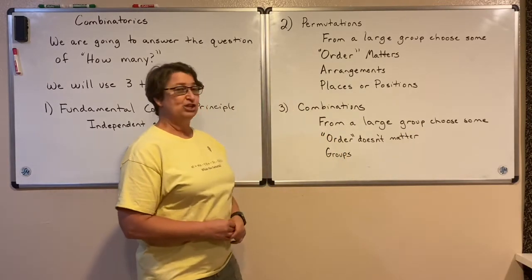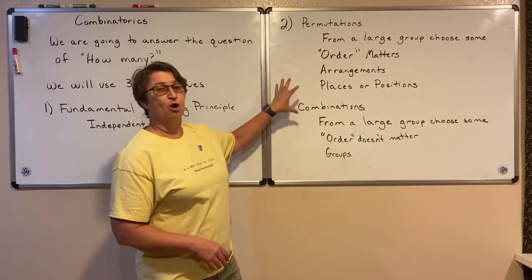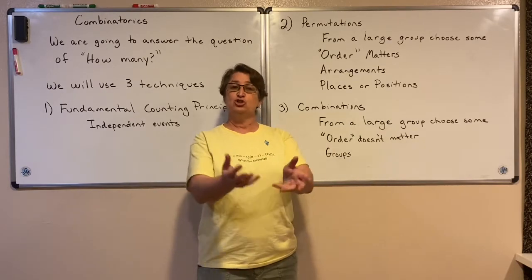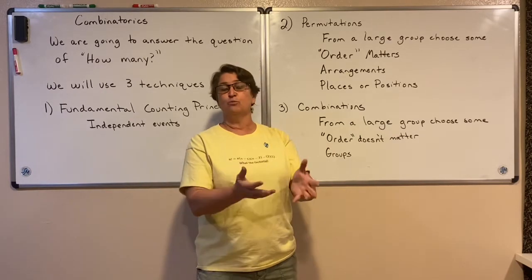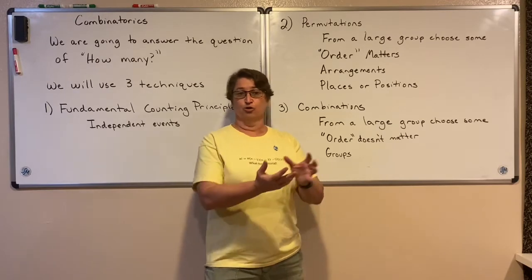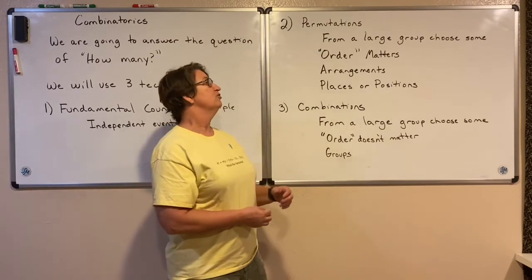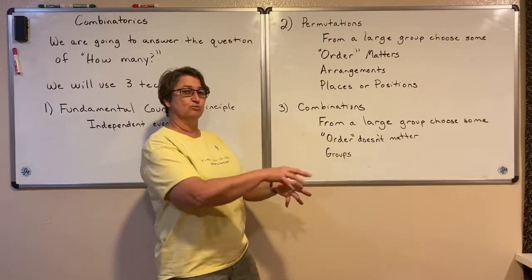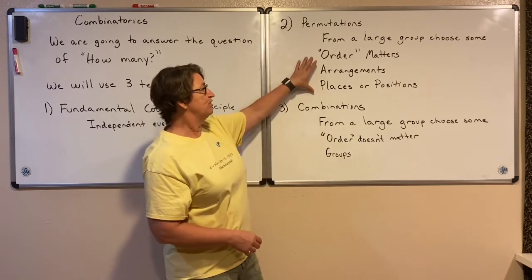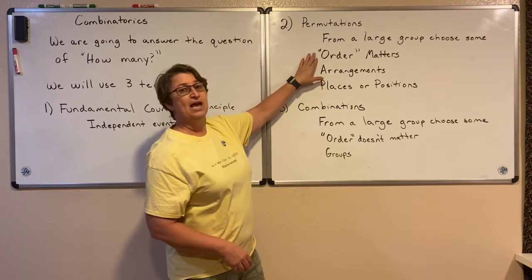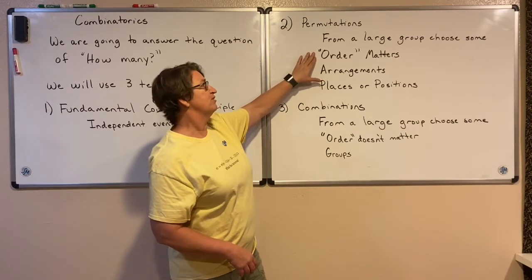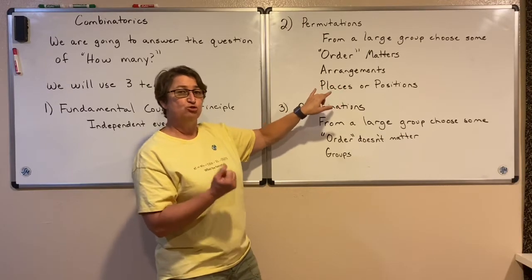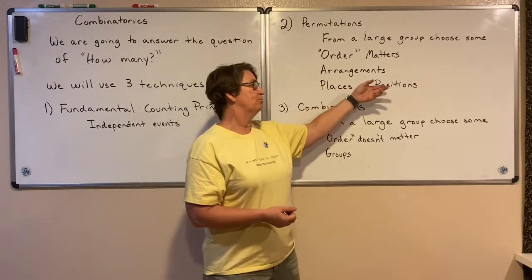Here, for permutations and for combinations, for both of these, we're going to have a large group of something, and we're going to be choosing from that large group, some of that group, or maybe all the group. So in both of those cases, we have the same situation, large group choosing some. But in permutations, the order matters. And the reason the order matters is because each one of our places that we're choosing for is a place or a position.